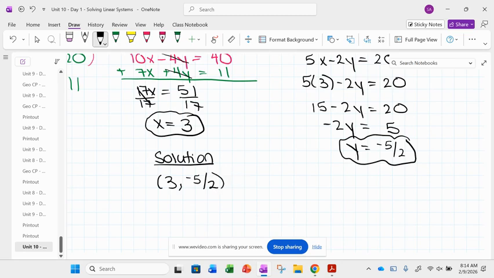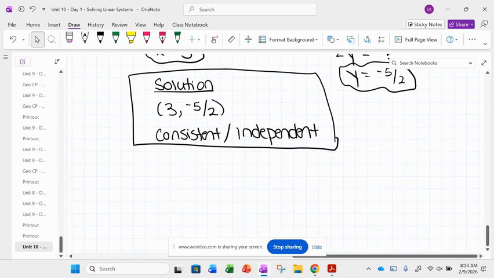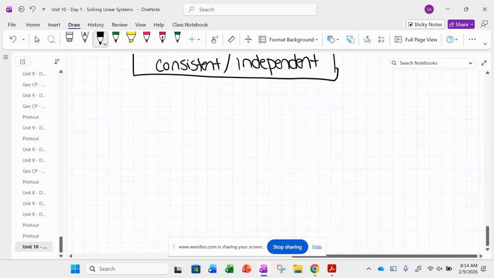So now tell me, is this a consistent or inconsistent system? Yep, consistent. Independent or dependent? Independent. Okay, you guys try this one on your own, and you can solve it any way you like.